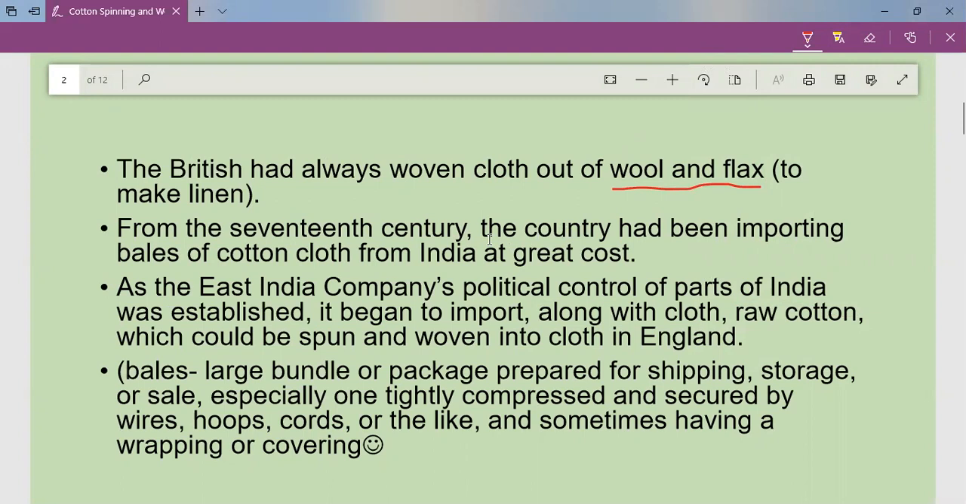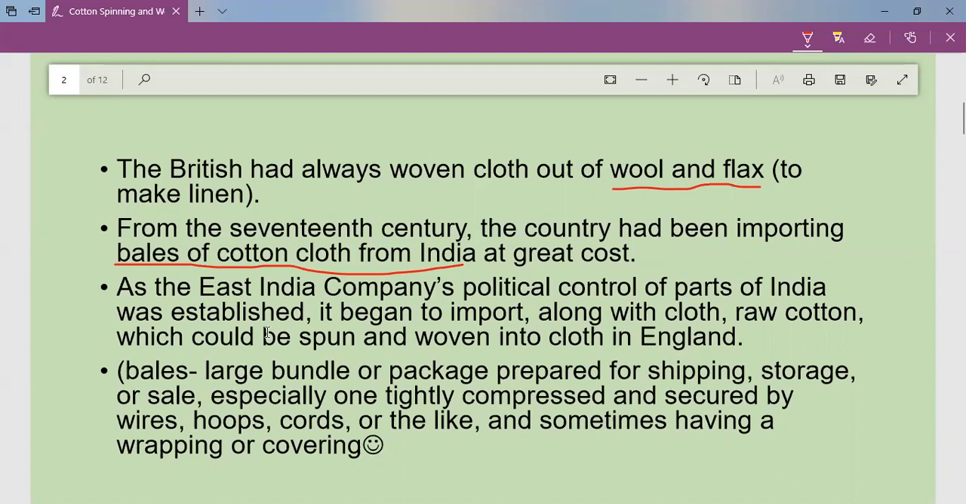Now from the 17th century, as a part of the industrial revolution, they started importing raw cotton from India at great cost. Bales of cotton cloth were imported from India. What do we mean by bales? In simple words, a bale is a large bundle or package prepared for shipping. A large bundle of raw cotton was imported from India at greater cost.